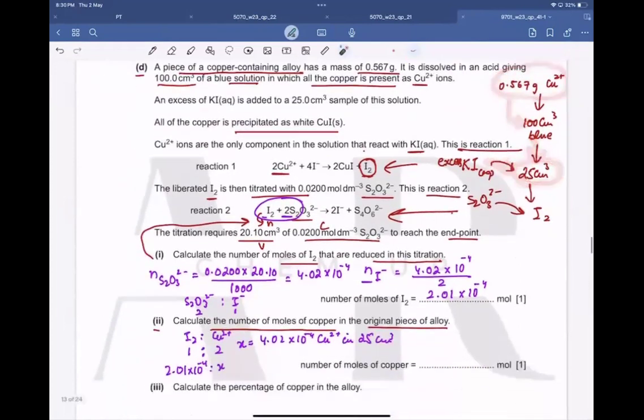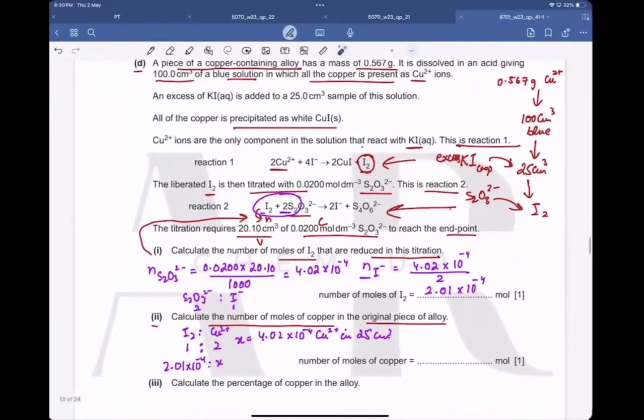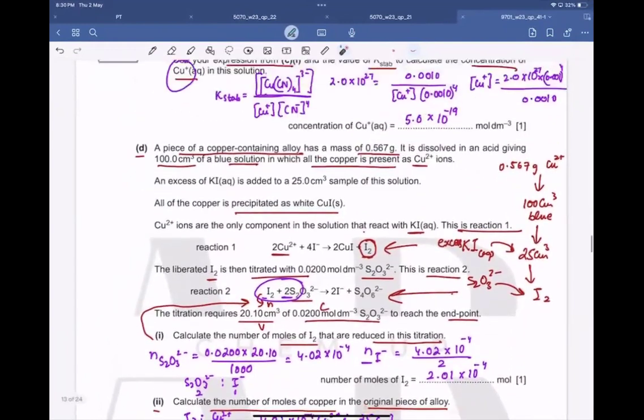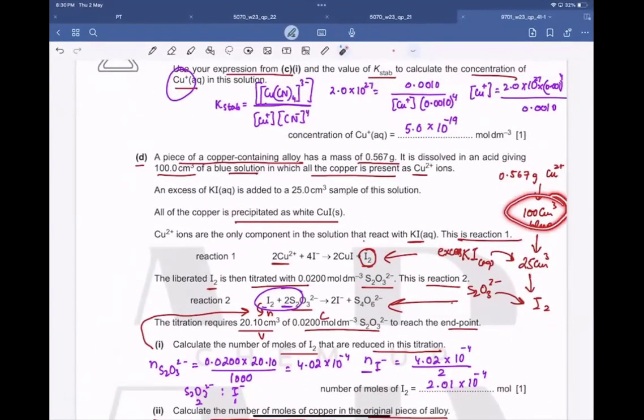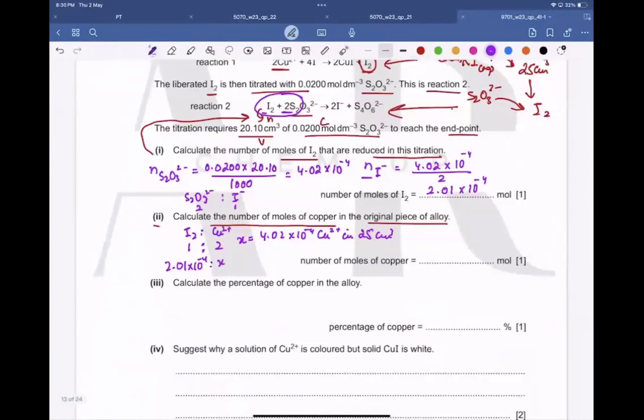So the moles we got here are in 25 centimeter cube, and they ask you in the original piece of alloy. In the original piece of alloy, whatever the moles, these are the moles which are present in 100 centimeter cube. So I will make another ratio: 25 centimeter cube solution contains 4.02 exponent minus 4 moles. If the volume is 100 centimeter cube, then there would be X number of moles. If you calculate the value of X, it is going to be times 4. So if you multiply it times 4, it is going to be 1.608 exponent minus 3. Can anyone confirm the calculation, please?